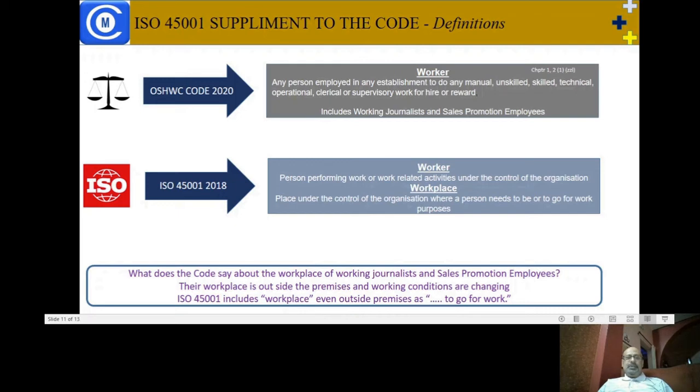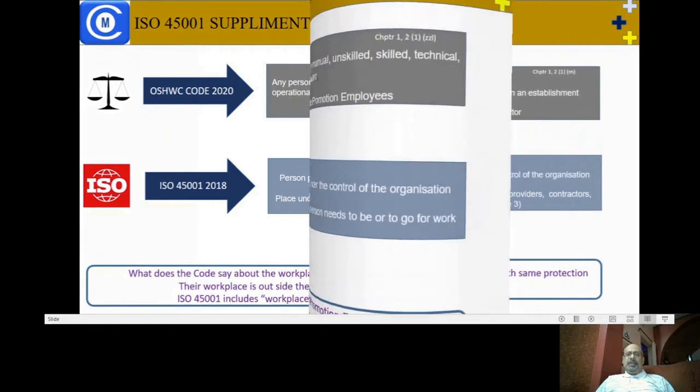Now, what does the code say about the workplace of working journalists and sales promotion employees? They are not working within a particular premises. Their premises and work conditions are changing. ISO 45001 includes under the control of the organization workplace even outside the premises, if it is under the control of the organization and workers have to go for work. So we'll have to look into how this requirement is being interpreted by the code when it is implemented.